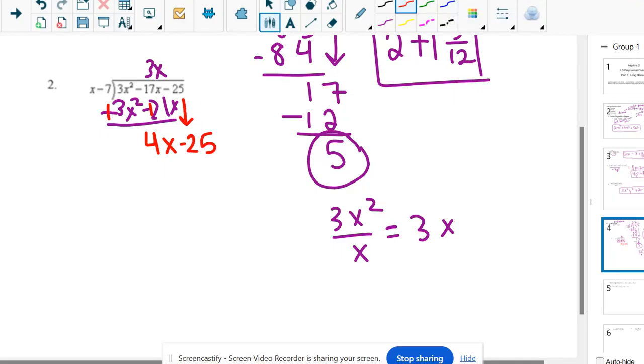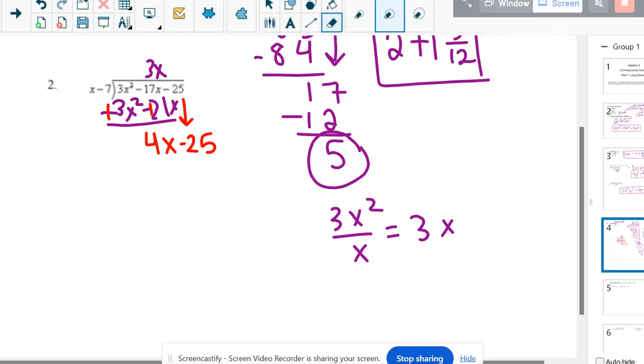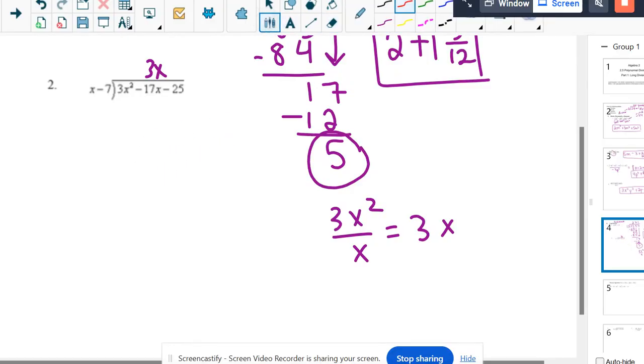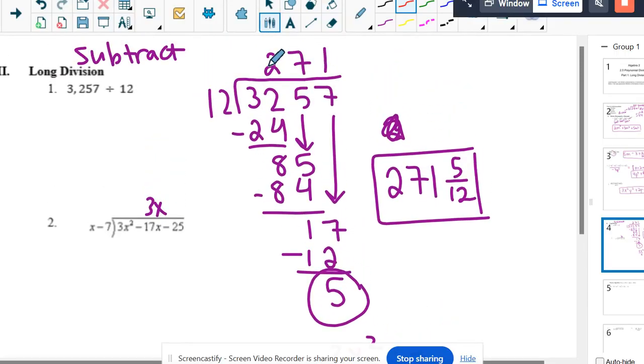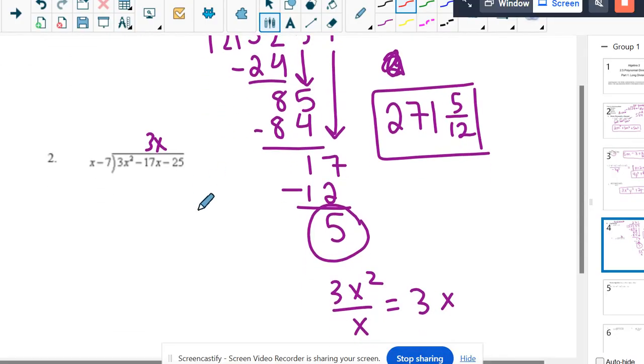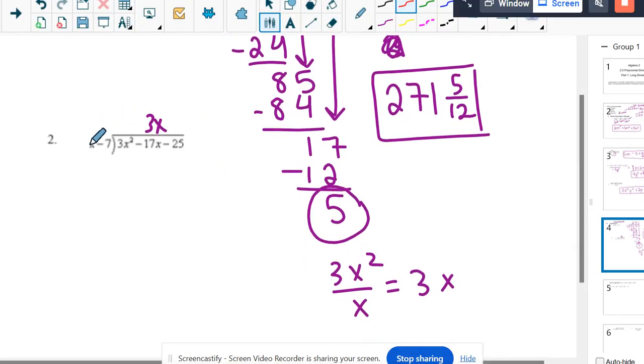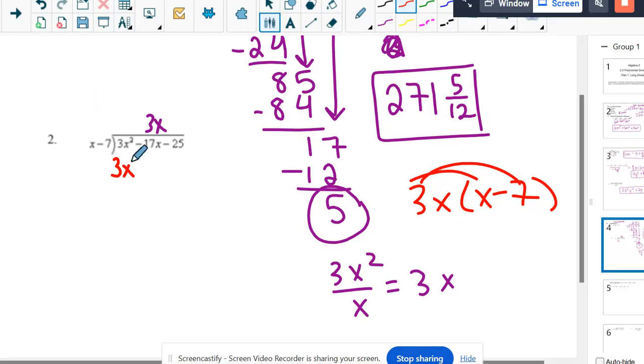Michael, how did we get that? Okay, maybe I'll go back. Remember how with regular division you take the 2 and multiply it with the 12? So we have to take the 3x and multiply it with the x minus 7. You have to imagine in your head that you're doing this, and you would distribute. So you multiply the 3x by both terms: 3x squared minus 21x, and then subtract them.